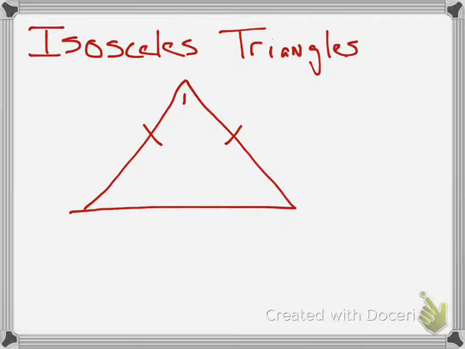All right, so we know in an isosceles triangle two sides are congruent, right? And so those two sides that are congruent are called your legs. Now, the side that is not congruent on an isosceles triangle is called a base.